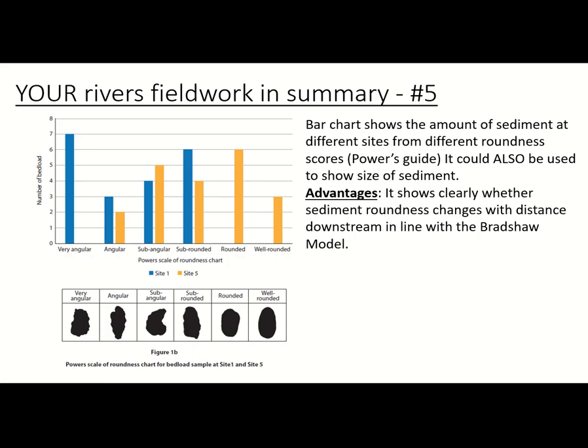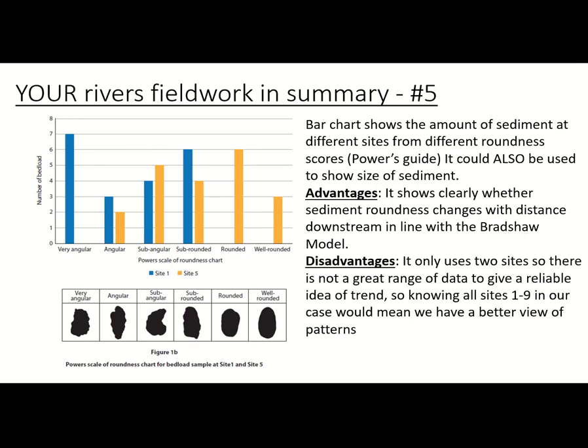And the advantage is it shows clearly whether sediment roundness changes with distance downstream, again in line with the Bradshaw model. But the disadvantage is it's only 2 sites. So this actually isn't very reliable because we haven't got site 2, 3, 4, which would show us if this pattern or this trend is realistic. Okay, so we need to try and see a bit more data to see if it actually does have a pattern or a trend. Again, make sure if you haven't got all this information, which you should have from doing it in lessons, that you write this down.